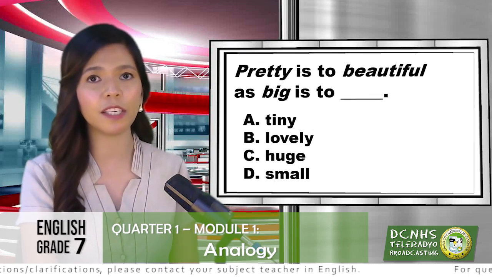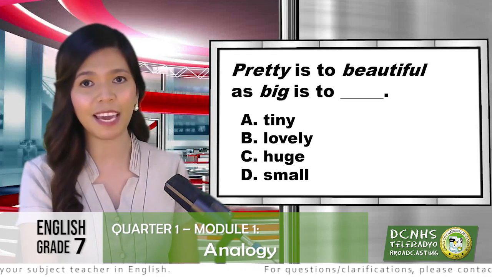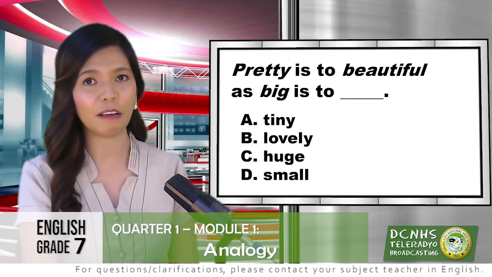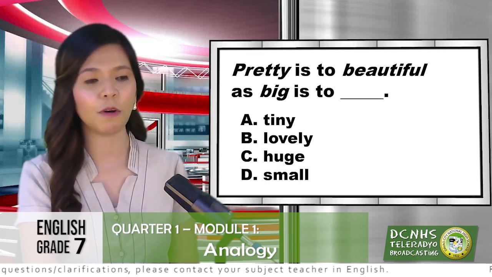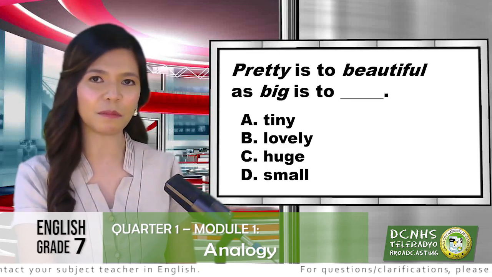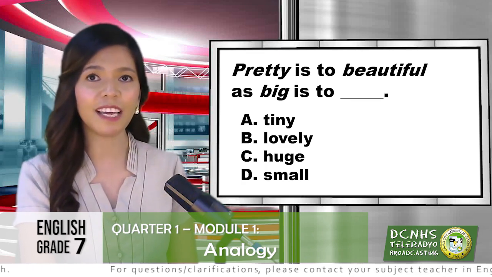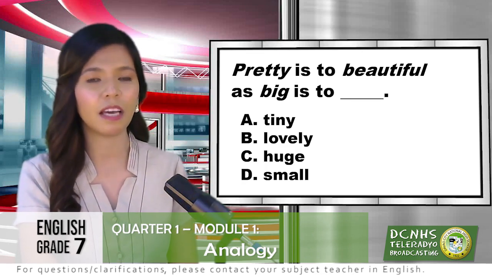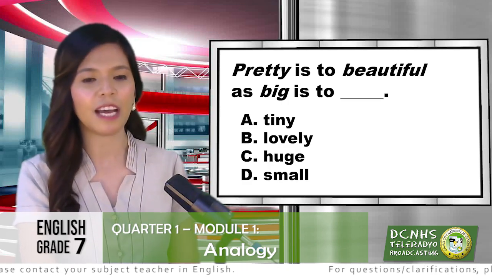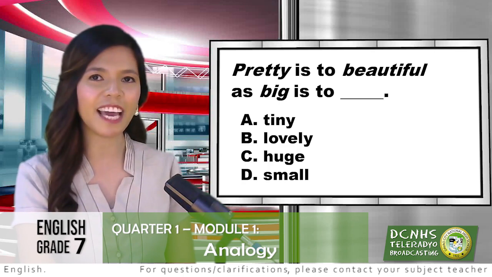Sometimes, analogies are written in sentence form. Pretty is to beautiful, as big is to A. Tiny, B. Lovely, C. Huge, or D. Small. What do you think is the answer? The first two italicized words, pretty and beautiful, are synonyms. Therefore, the correct answer is C. Huge, a synonym for big. Did you get it? I think you're getting the hang of it now.